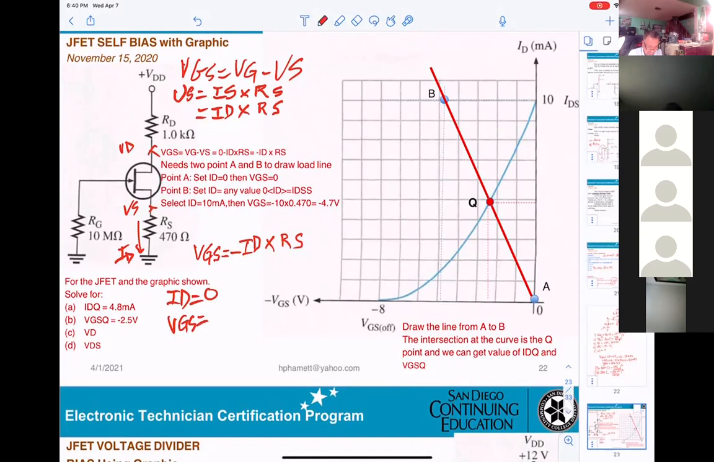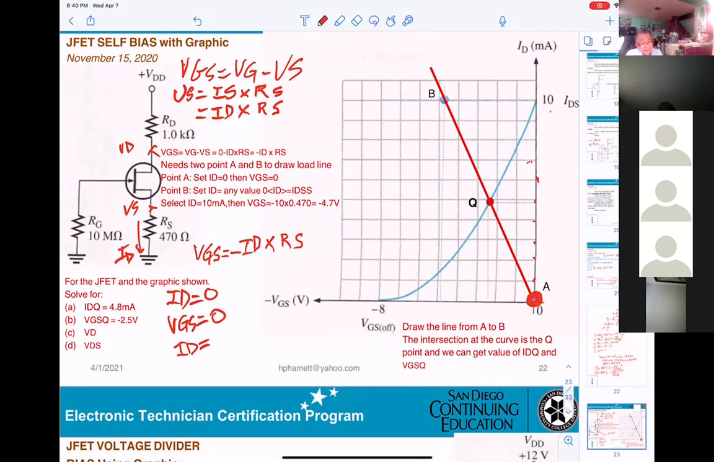ID equals 0, so VGS equals 0 times RS equals 0. That's why they gave you the first point right here. Now you need the second point. For the second point, you can give ID any value, but it must be less than 10.